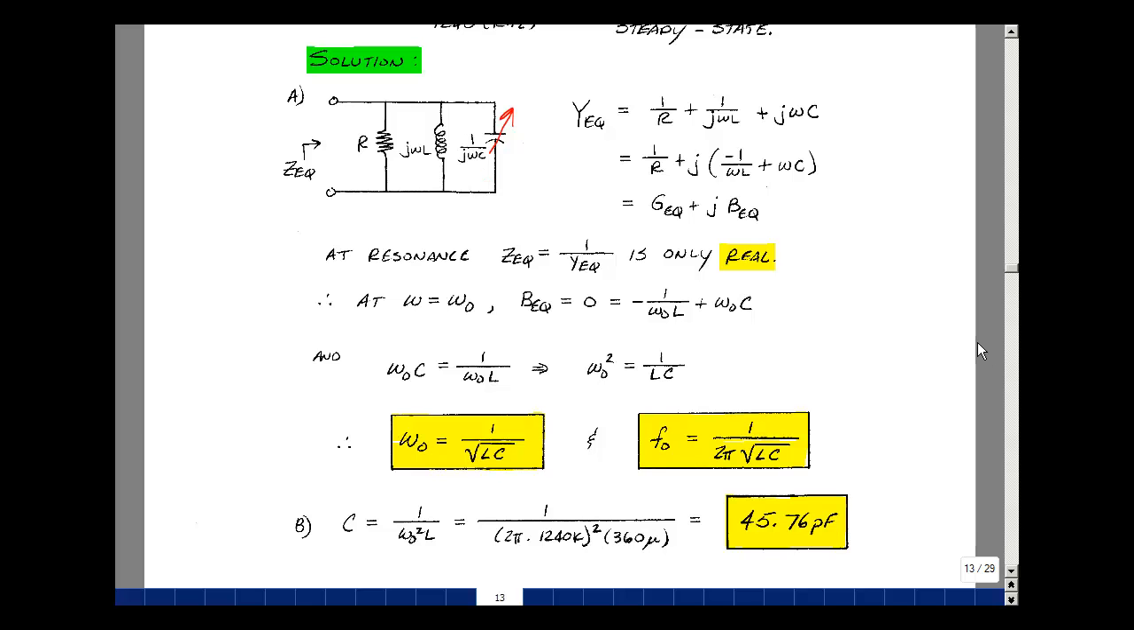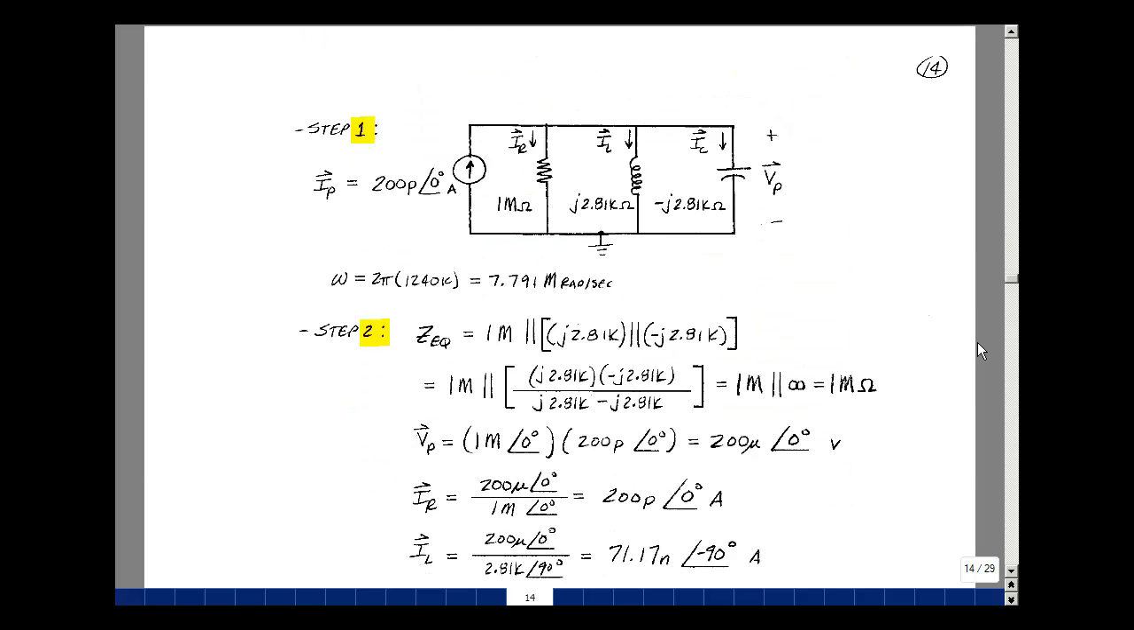Let's find the voltages and the currents that we were asked to. Let's use our three-step algorithm to find the results. Our current source is 200 picoamps with a cosine with an angle of 0. The frequency is 2 pi times 1240 kilohertz, and that's 7.791 megaradians per second. The resistor is still a resistor, but our inductor is j omega L, so with the 360 microhenries that we had, that gives me a value of j 2.81 k ohms. With the value of capacitance we solved on the previous page, the minus j over omega C is equal to minus j 2.81 k.